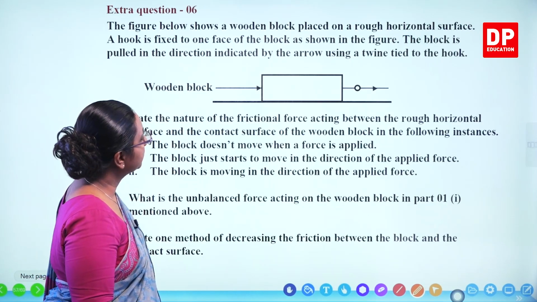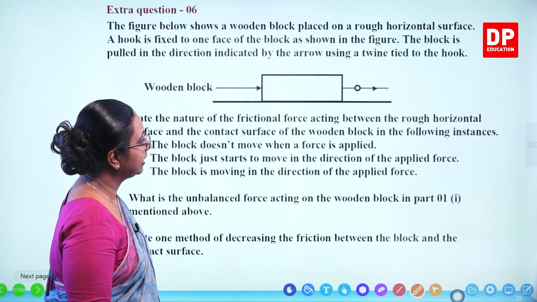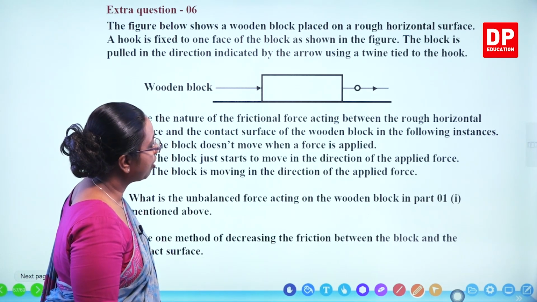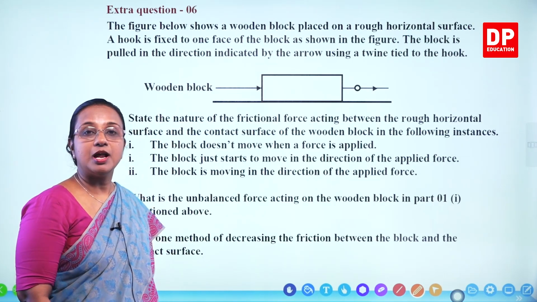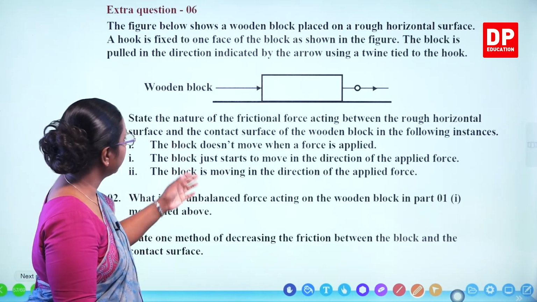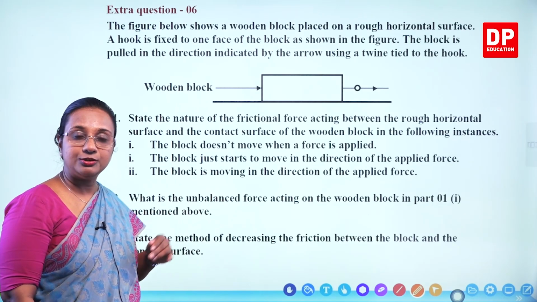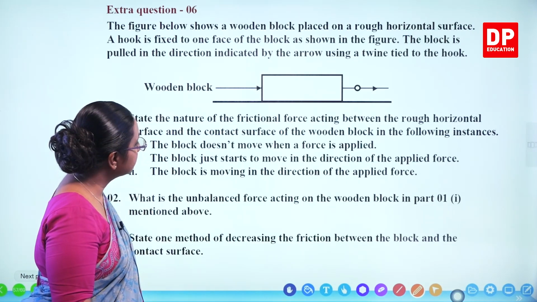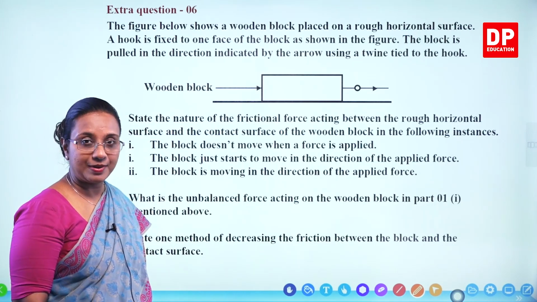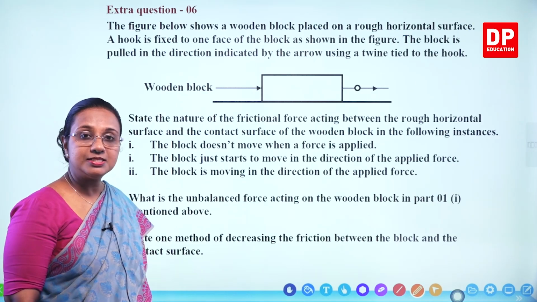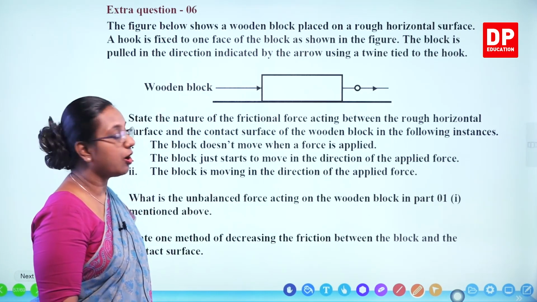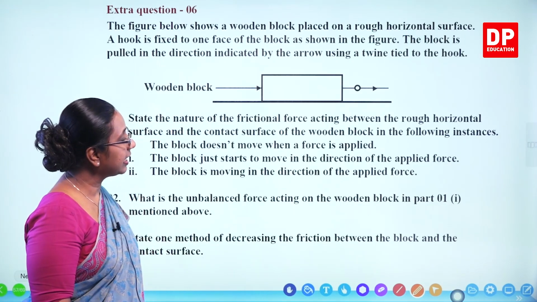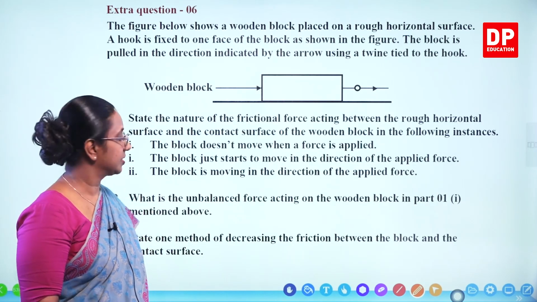State the nature of the frictional force acting between the rough horizontal surface and the contact surface of the wooden block in the following instances. So here they have given you instances where you need to identify the type of frictional force. The block doesn't move when a force is applied. The block just starts to move in the direction of the applied force. The block is moving in the direction of the applied force.